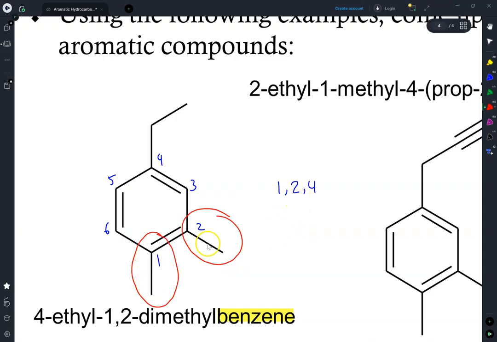As such, carbons 1 and 2 contain your methyl groups. Because there are 2 of them, you call it dimethyl, 2 methyl groups. Meanwhile, on the number 4 carbon, an ethyl branch is sprouting out from here. Putting it in alphabetical order, E comes before M, so remember the di prefix does not count towards alphabetical superiority. All right, so methyl, M, ethyl, E, ethyl comes first, so we get 4-ethyl 1,2-dimethyl benzene as the name for this structure here.